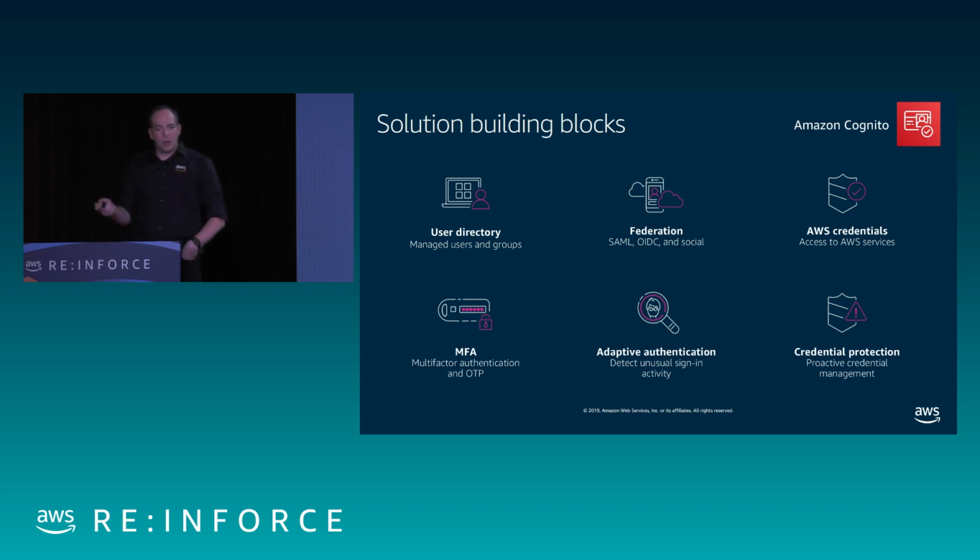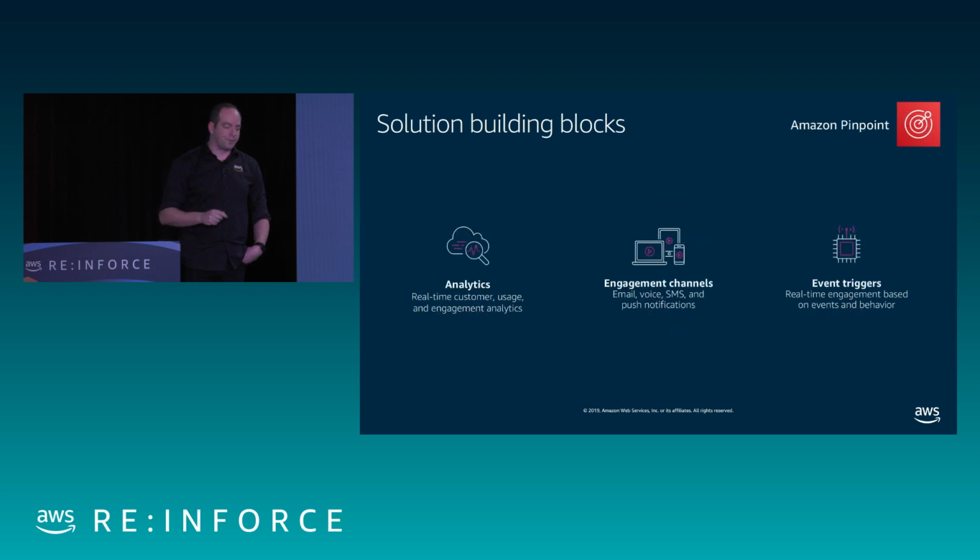More than that, Cognito also gives us some other functionality on top of that. It gives us things like multi-factor authentication, adaptive authentication if it needs to step up that authentication, as well as credential protection to really detect if your credentials have been leaked elsewhere on the internet and make some recommendations around that. So that gives us authentication.